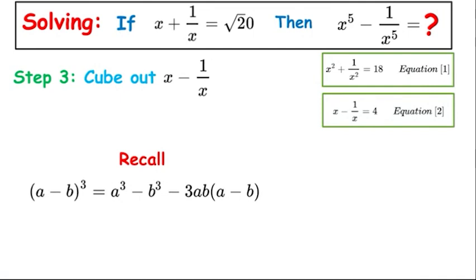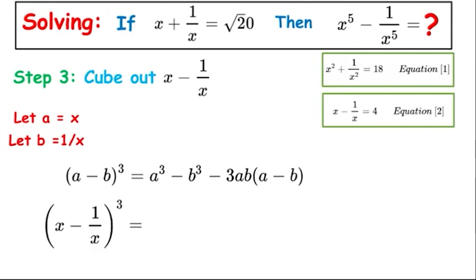Okay, so we have the difference of two cubes format here, and a minus b all cubed is equal to the first term cubed minus the second term cubed minus 3ab multiplied by a minus b, the difference. Okay, so we're going to apply this now to the x minus 1 over x format. So we're going to replace a by x, so we get x cubed, and replace the b with 1 over x. So we're going to get minus 1 over x all cubed.